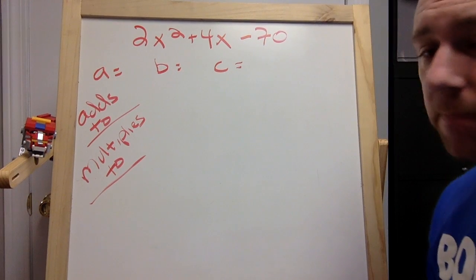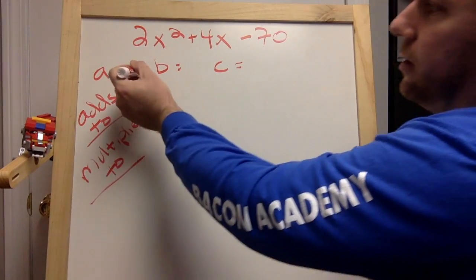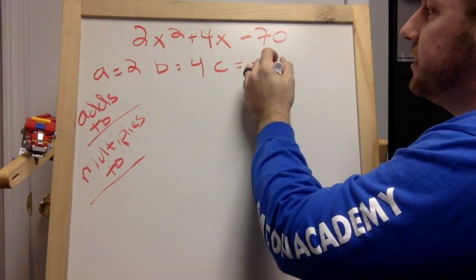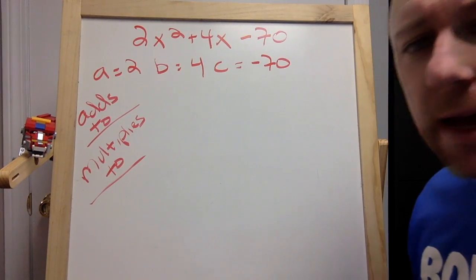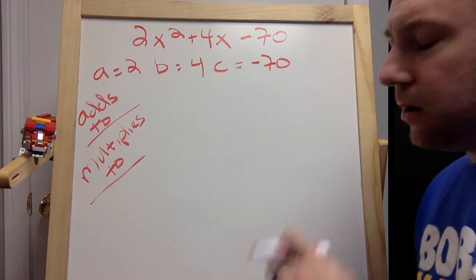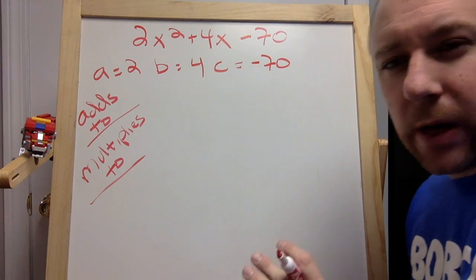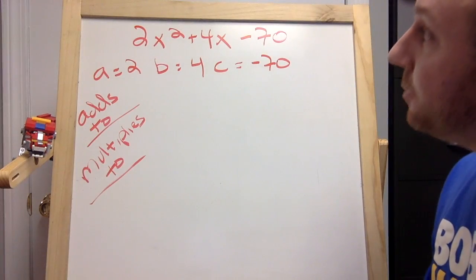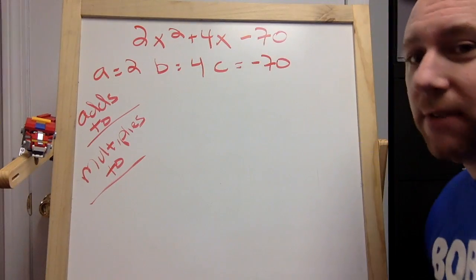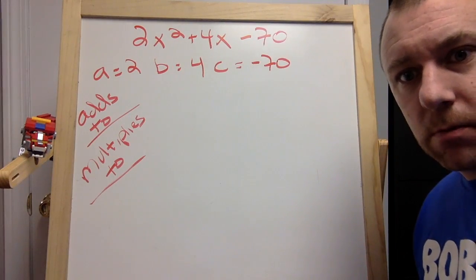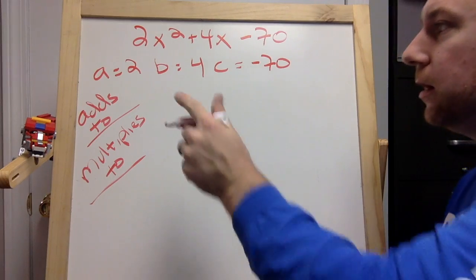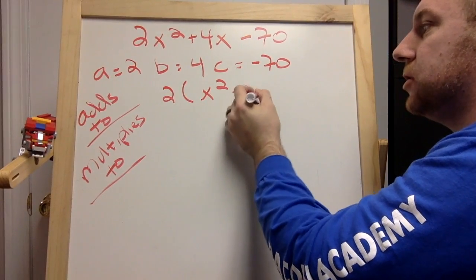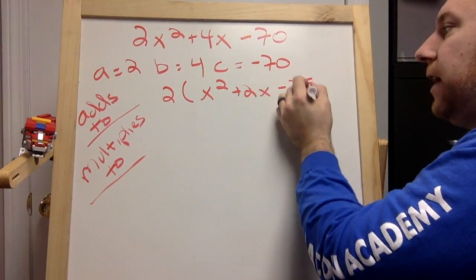So in this next example, you'll notice when I write this down, a is 2, b is 4, c is negative 70. My a is not 1 anymore, so I can't really do my little trick where I can just look at the factors. Except that if you notice, 2, 4, and 70, I can divide them all by 2. So if I divide them all by 2, the equation now becomes x squared plus 2x minus 35.